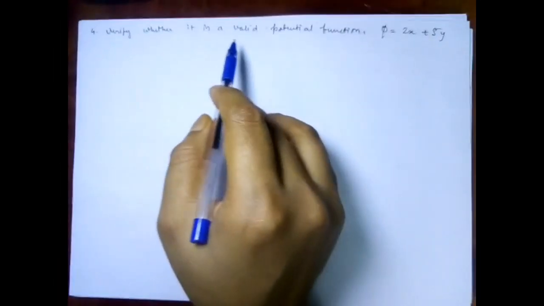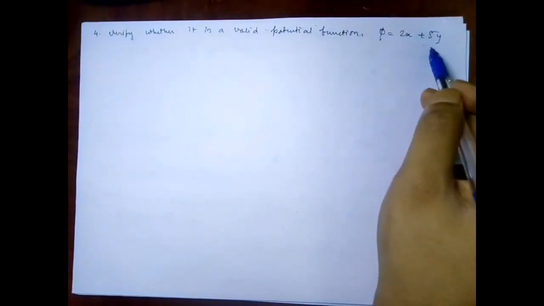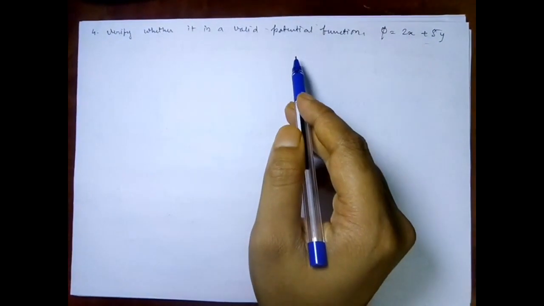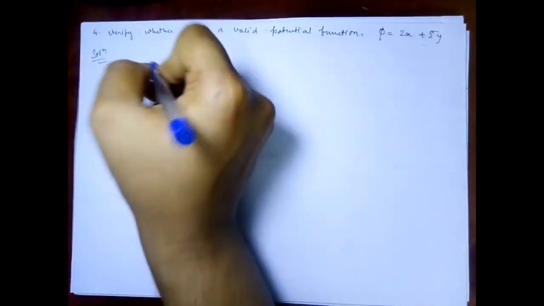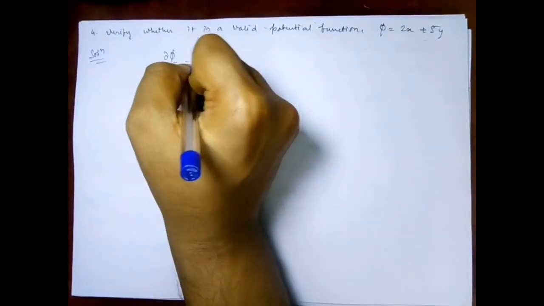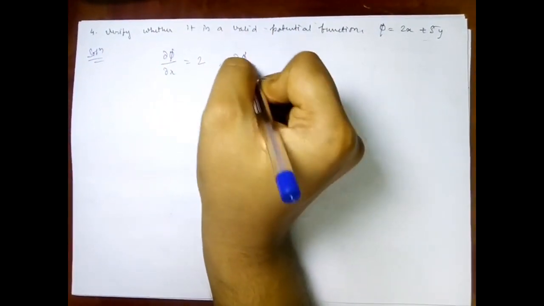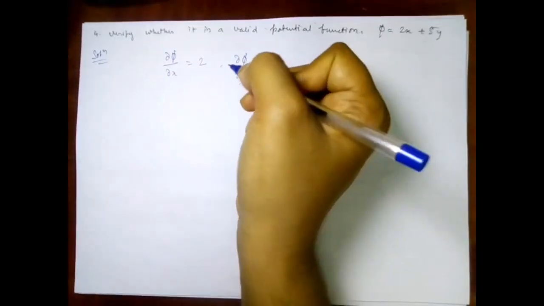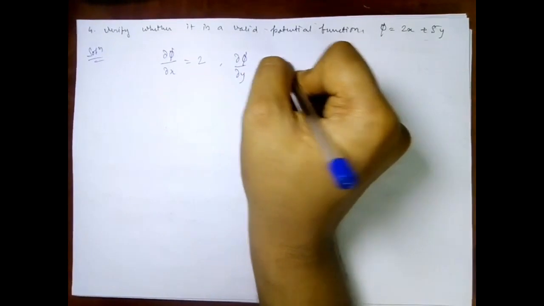So now verify whether it is a valid potential function or not, and it is given as phi is equal to 2x plus 5y. So we have to prove that it is a valid potential function or not. So del phi upon del x is equal to 2, and del phi upon del y is equal to 5.